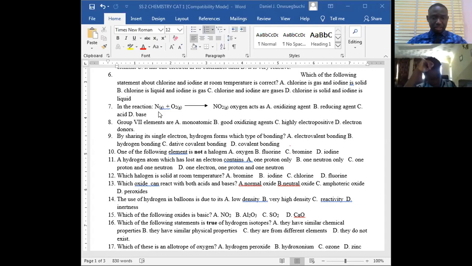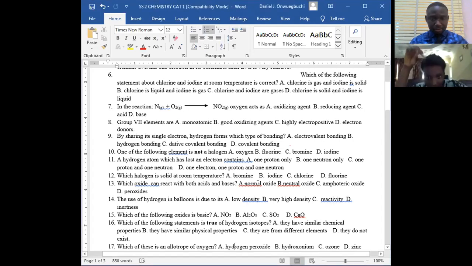Which oxide is basic? Remember, look for anything that looks like a base there. Most bases are group 1 and group 2. A is acidic rather, it is D, calcium oxide. Calcium looks like a base. Calcium is group 2, calcium oxide. Okay, number 16.